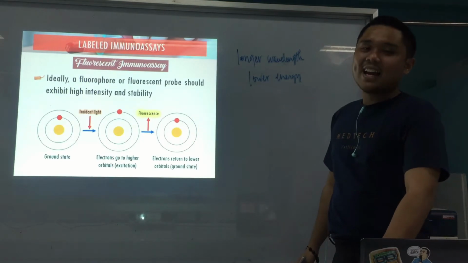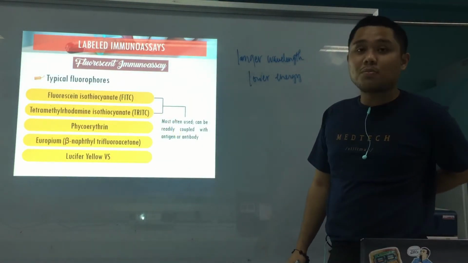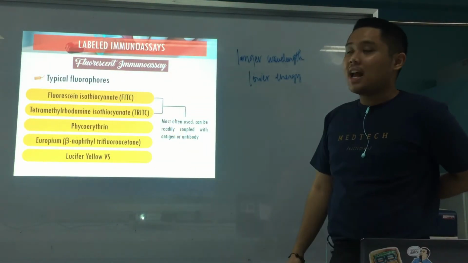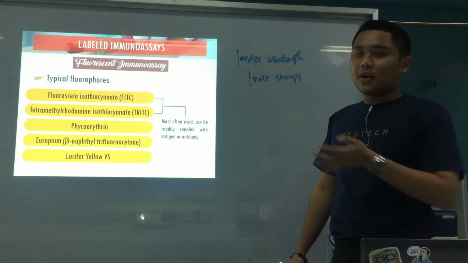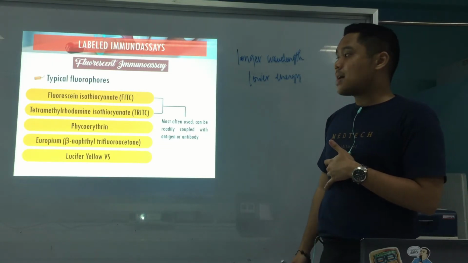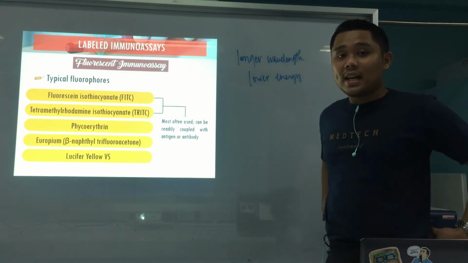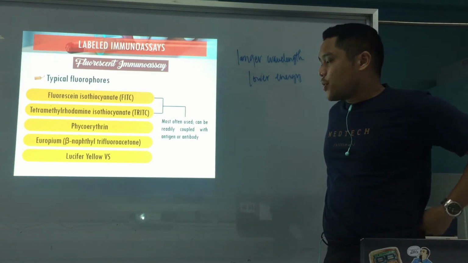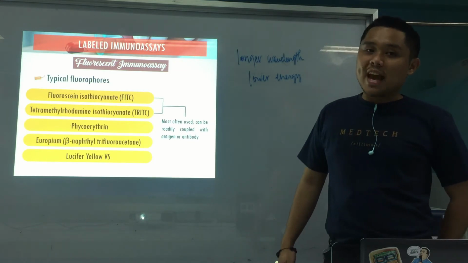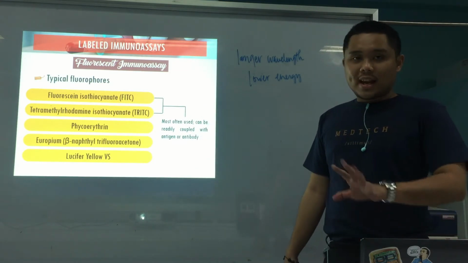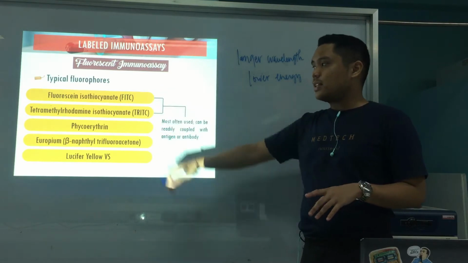Now, what are the fluorophores or fluorochromes that we use? These two are the most common, FITC and TRITC: fluorescein isothiocyanate and tetramethylrhodamine isothiocyanate, most often used. Phycoerythrin, europium, and Lucifer yellow VS are some of the less common. But the most common, again, is FITC and TRITC.